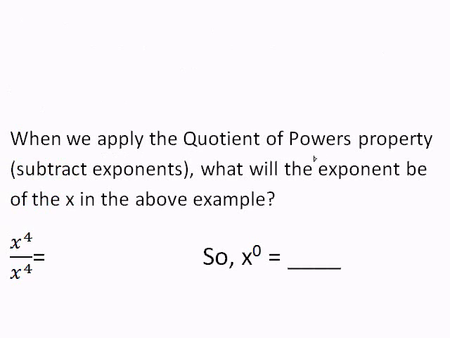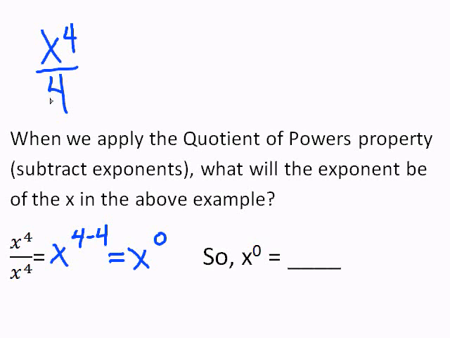When we apply the quotient of powers property, that is, subtract the exponents, what will the exponent be of the x in the above example, or the example below? x to the fourth over x to the fourth would be x to the 4 minus 4, which is x to the 0. But wait a minute, there seems to be a bit of an issue here, because above we had x to the fourth over x to the fourth, and that gave us 1.